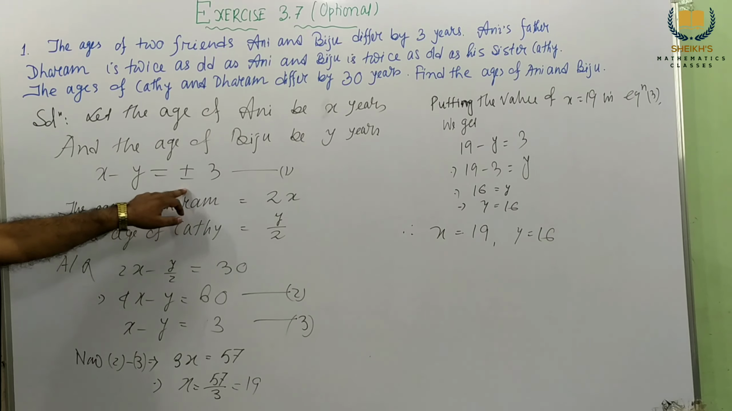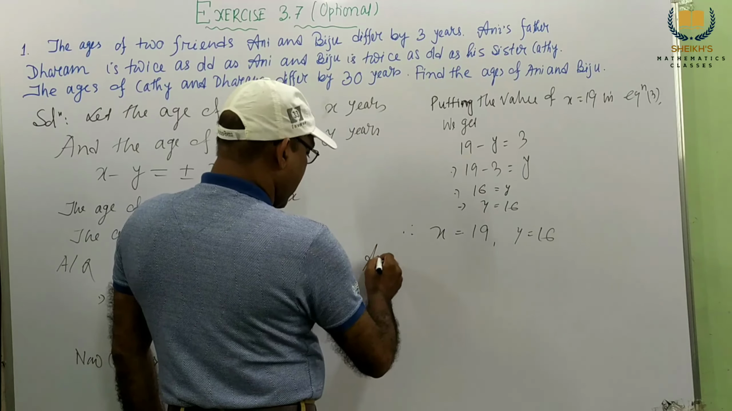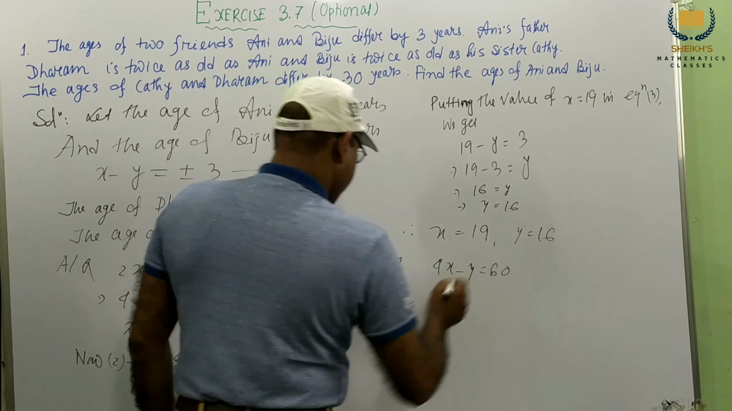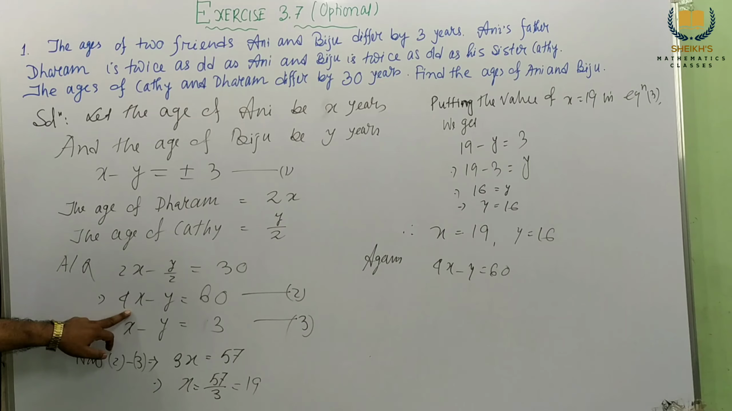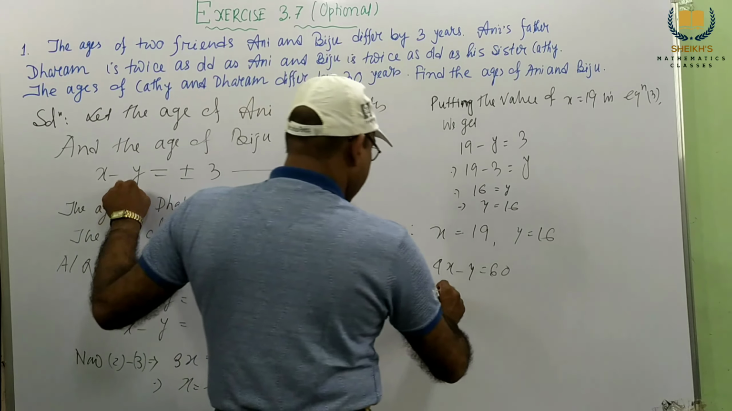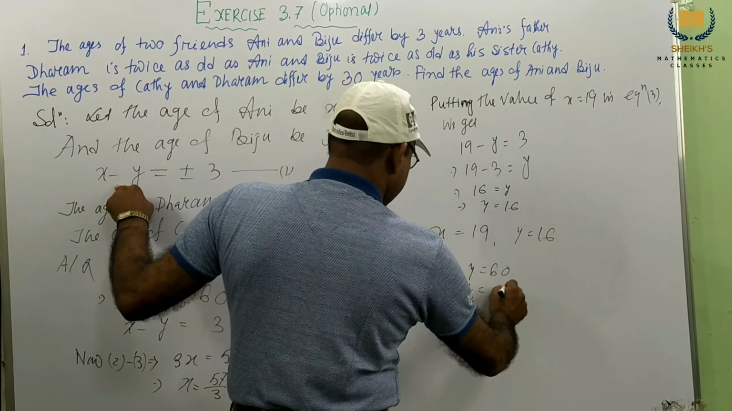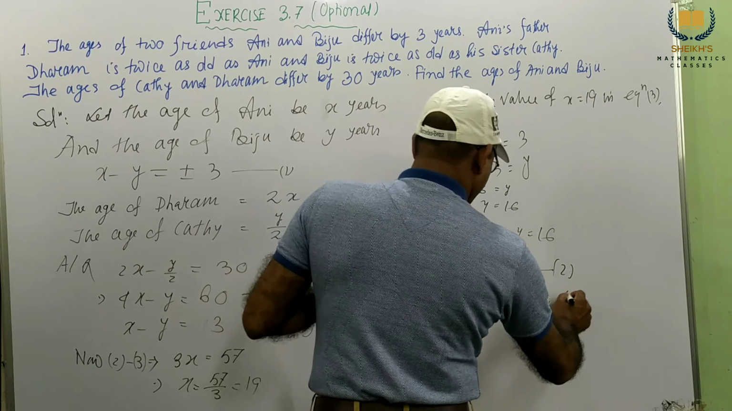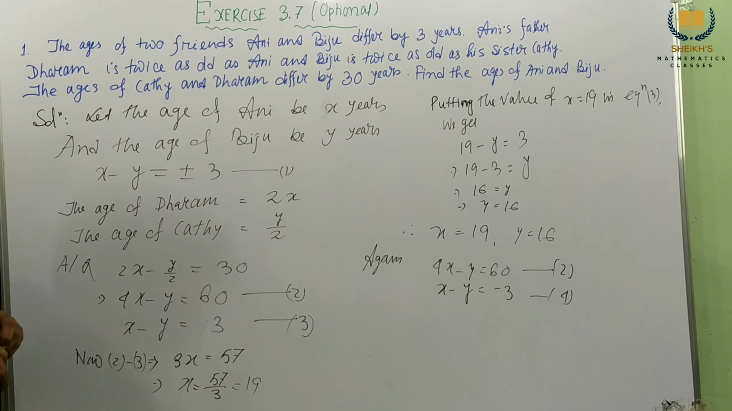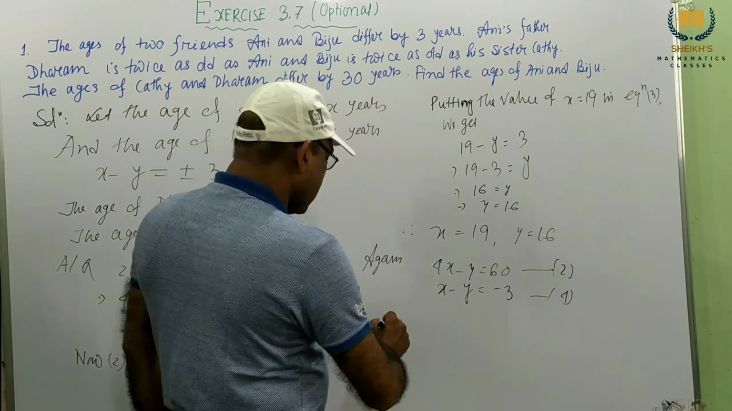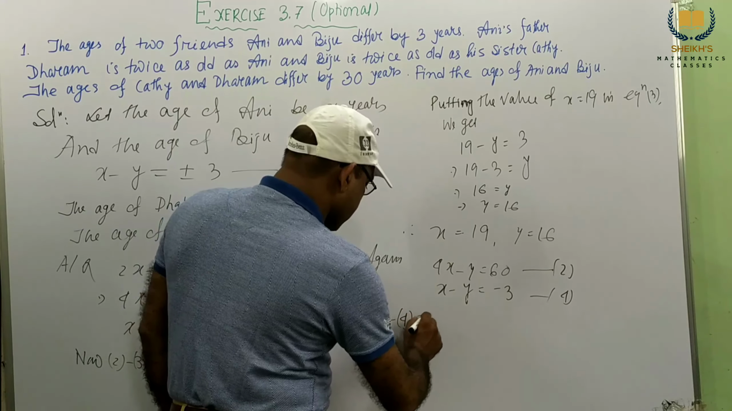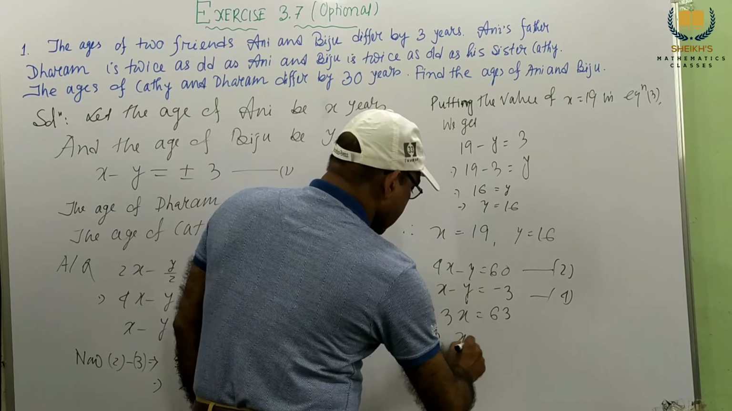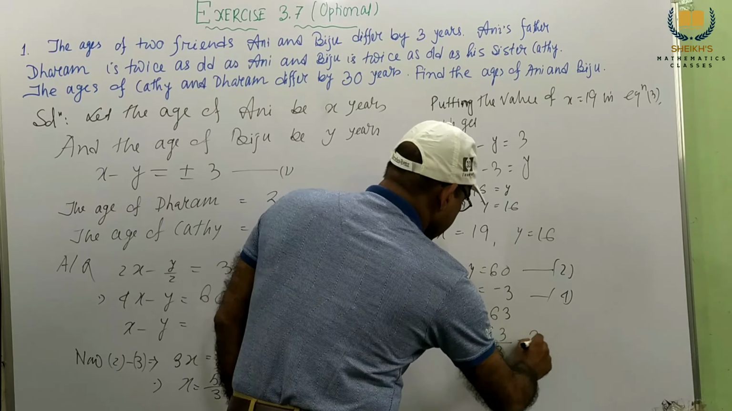Again, plus minus given, again you consider 4x minus y equal to 60. This is equation number 2, again 4x minus y equal to 60, and this is x minus y equal to minus 3. This one we consider number 4. Now again y same, we subtract, 2 minus 4 implies 3x equal to 63, and x equal to 63 by 3, this is 21.